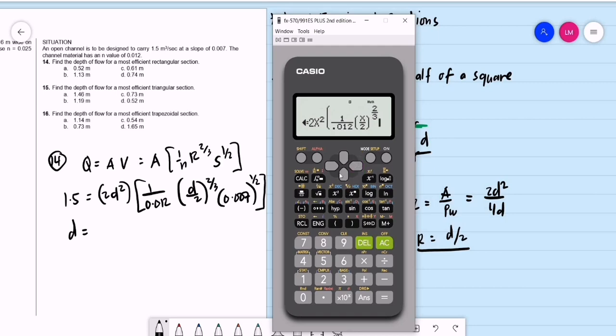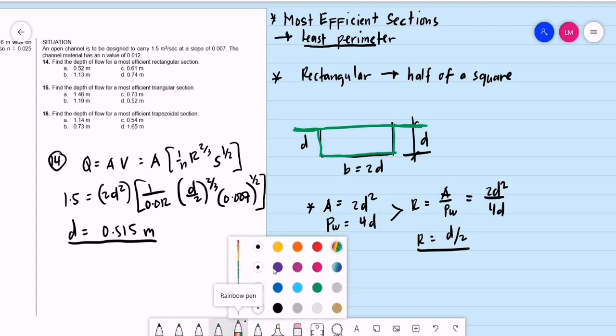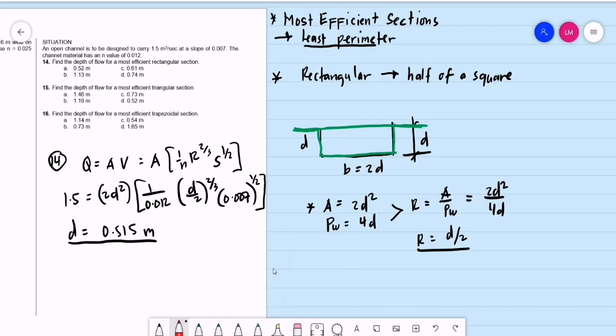Then we have the hydraulic slope, that is equal to 0.007. And this is raised to 1/2 or 0.5. So we are now solving for the depth of flow for the most efficient rectangular section. And we have our value 0.515 meter. This will be our answer for question number 14. If we are to check on our choices, that is 0.515. Closest value is 0.52 on letter A.